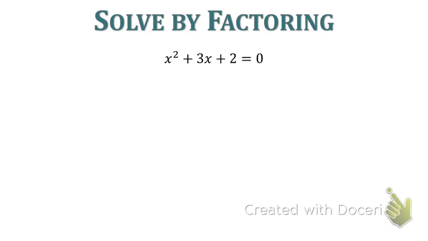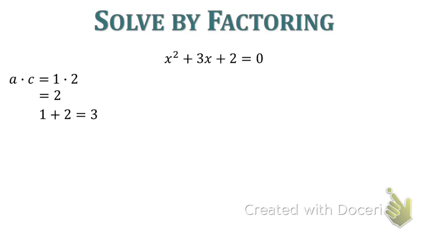Let's look at the function x squared plus 3x plus 2 equals 0. The first thing we need to do is multiply our a and our c. Our a is directly in front of x squared. There's nothing there, so we understand it's a 1, and our c is 2. 1 times 2 is 2. So we need to find the factors of 2 that add to give us 3. 1 plus 2 equals 3.